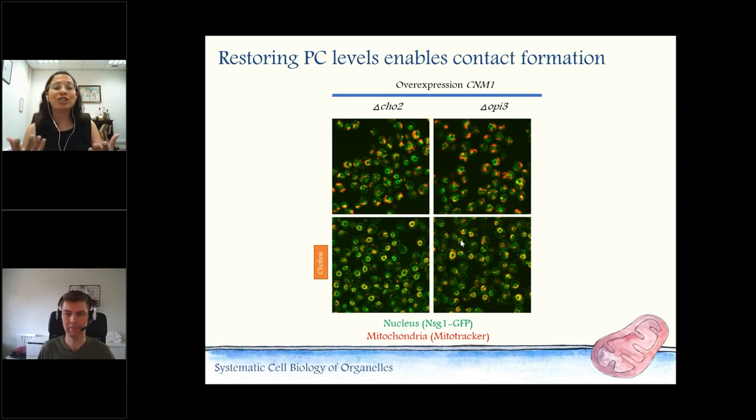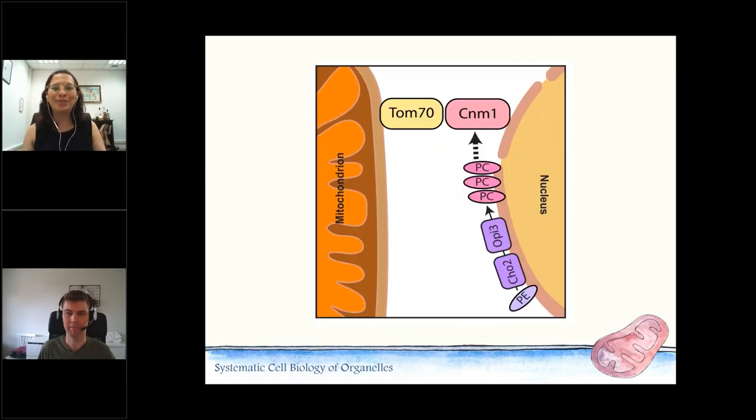And this also suggests that it is the PC itself and not the proteins. It's not CHO2 or OP3, the proteins, it's the PC levels that are regulating the abundance of CNM1 and the contacts. So to summarize what I showed you today, I hope I convinced you that CNM1 is a novel tethering machinery for the mitochondria-nucleus contact sites, and it works together with TOM70 to form these contacts, and that CNM1 levels are regulated by PC.